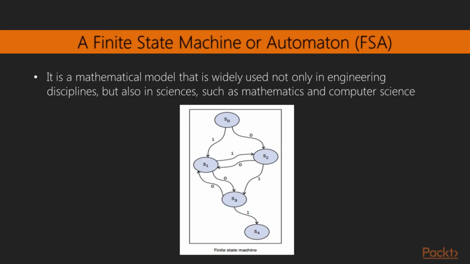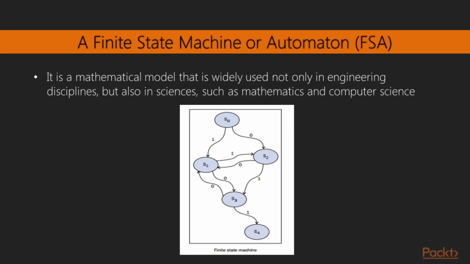In this example, we'll see how to use the coroutine mechanism of Asyncio to simulate a finite state machine of 5 states. A finite state machine, or automaton, FSA, is a mathematical model that is widely used not only in engineering disciplines, but also in sciences, such as mathematics and computer science. The automata through which we want to simulate the behavior is as shown. In this diagram, we have indicated with S0, S1, S2, S3, and S4 the states of the system.